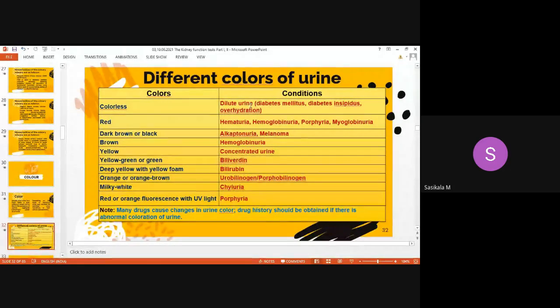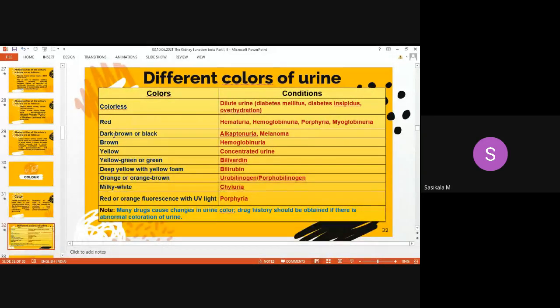So red color indicates hematuria, hemoglobinuria, porphyria. These are related to red blood cells and hemoglobin. The conditions are related to hemoglobin and red blood cells: hematuria, hemoglobinuria, porphyria, and myoglobinuria. These are all the conditions in which you can find urine color changed to red.